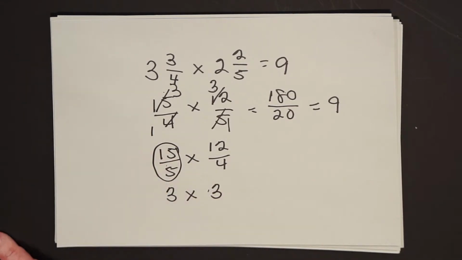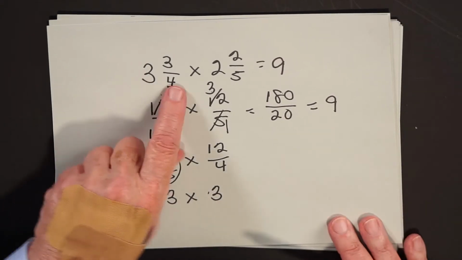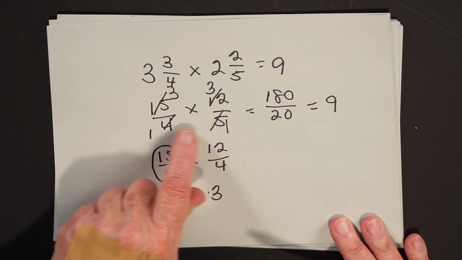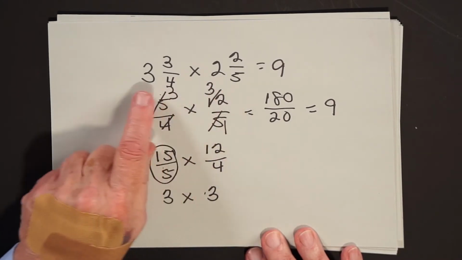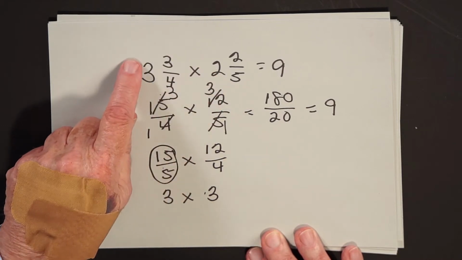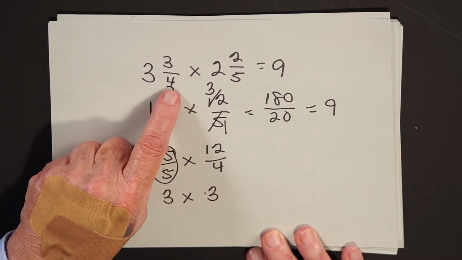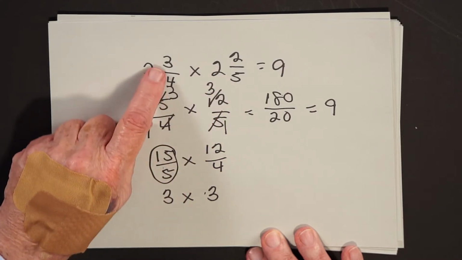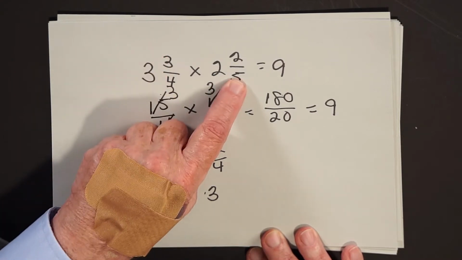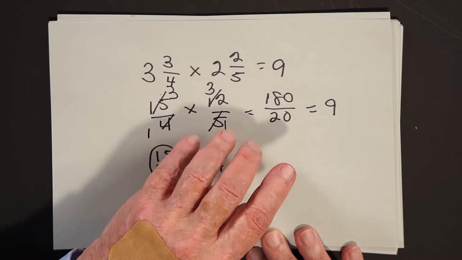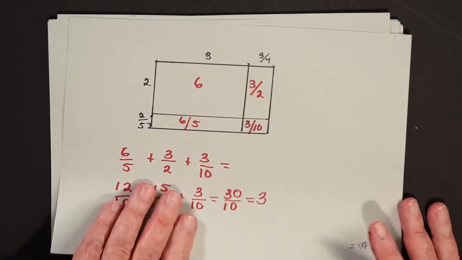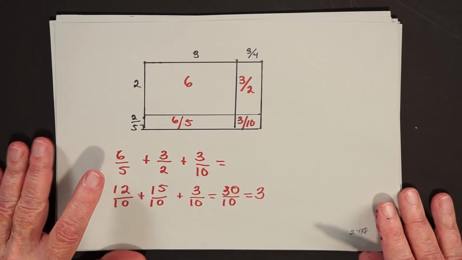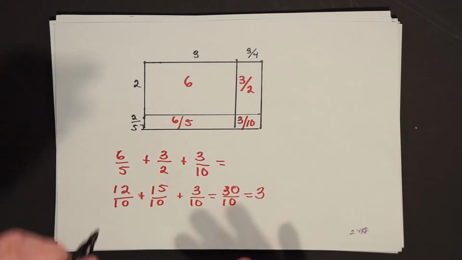By the way, if by chance you wanted to do this problem without reverting to an improper fraction, what would you have to do again? The 3 would have to multiply the 2. The 3 would have to multiply the 2/5. The 3/4 would have to multiply the 2. The 3/4 would have to multiply the 2/5. When you get all through, the answer would still be 9, but it sure is a messy way to do it.